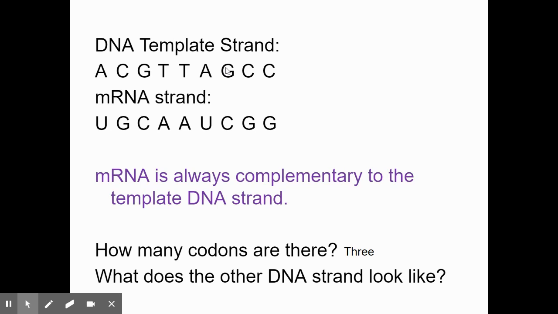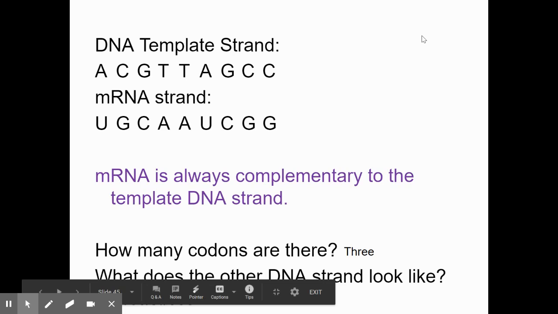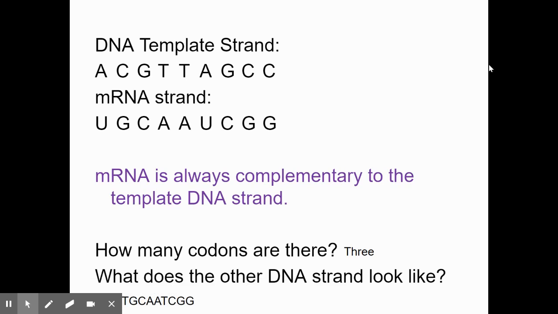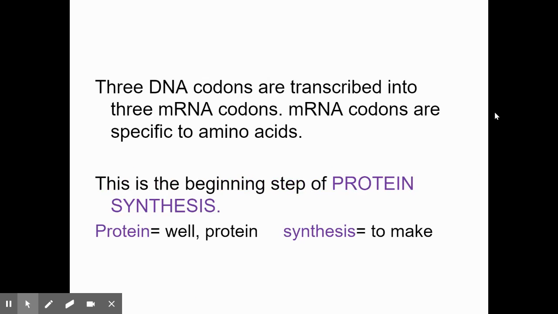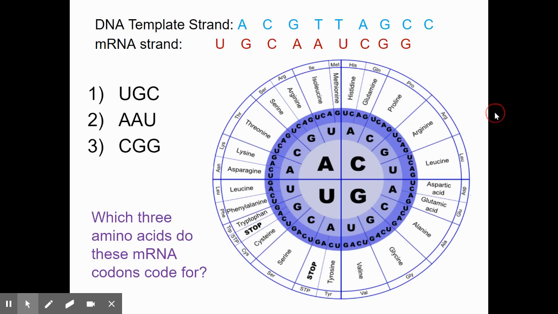Now, what does the other DNA strand look like? Because recall, DNA is a double-stranded molecule. Well, the other strand should resemble something like this. We should see that we're going to have complementary base pairs to the template strand that we see here. So it should be TGCAA, TCGG. Now it's going to be those three DNA codons that are transcribed into our mRNA codons and eventually turned into amino acids.